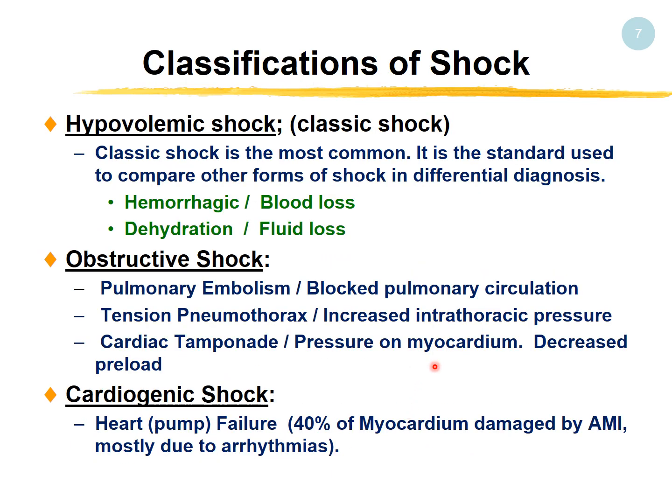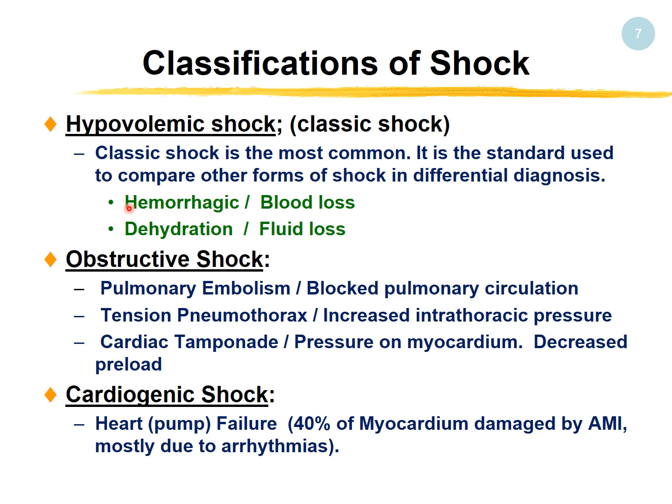Now let's see the classification of shock. What is the initial problem leading to the irreversible shock syndrome? First of all, the most commonly evaluated and most researched shock type is hypovolemic shock. The classic shock is a very common one, and it is the standard used to compare other forms of shock for differential diagnosis. In hypovolemic shock, basically we are losing blood, losing fluid.